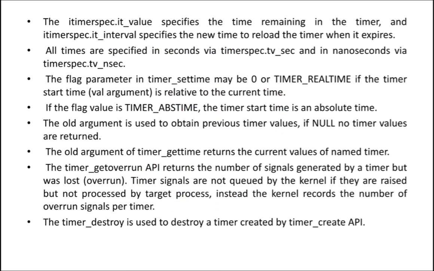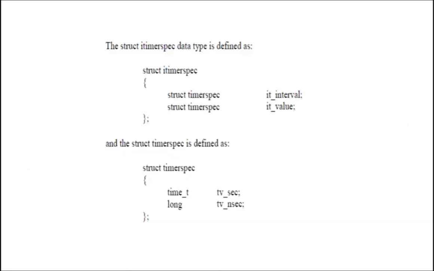And also, the timer_interval specifies the new timer value to reload the timer when it expires. If you want to tell the timer to reload when it expires, how are you going to do that? You do it using this interval value, specified in this first statement. When you have to reload the timer, that value is defined in the interval, right? Hope you are understanding.